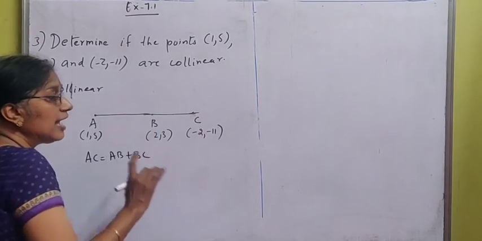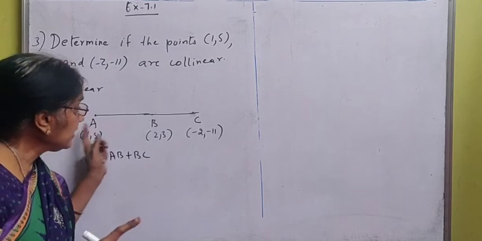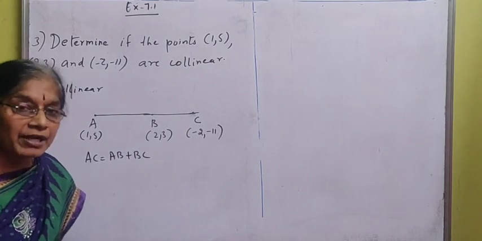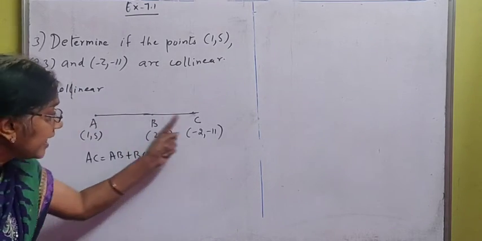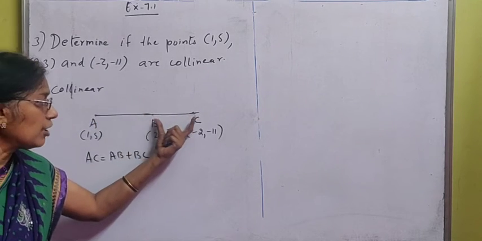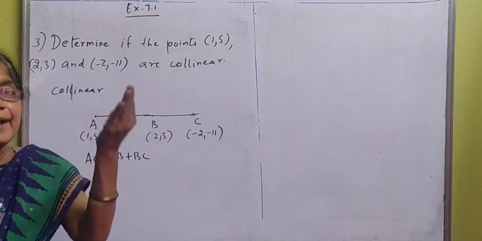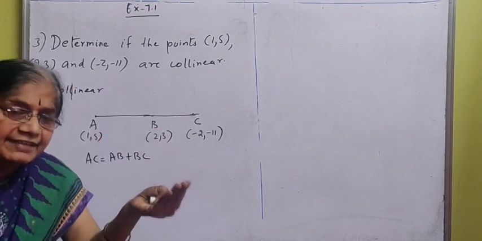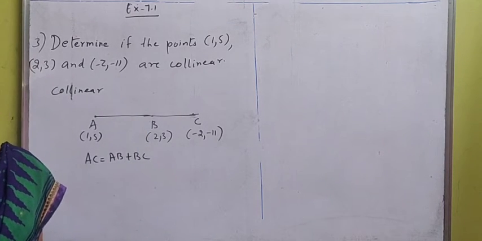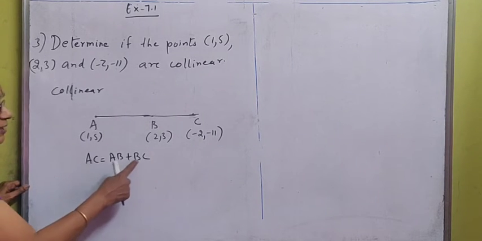B is anywhere on the line. B is not at the center. Keep that in mind. If B would have become the center, we could have put AB is equal to BC. But B is lying anywhere on the line. So we have to find out AB, BC and AC, add AB and BC, and compare with AC. If the AC value becomes equal to the sum of AB and BC, then we can say that A, B, C are collinear.